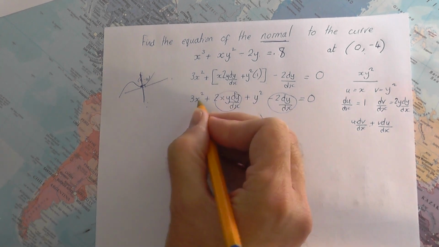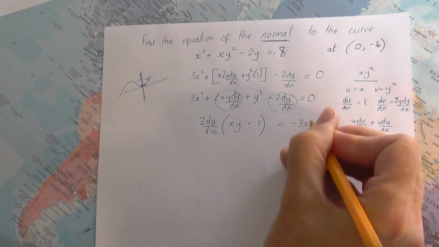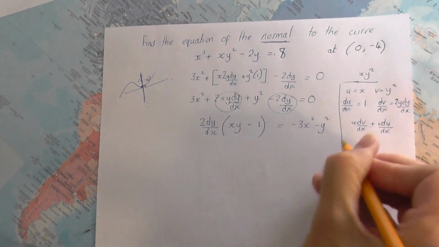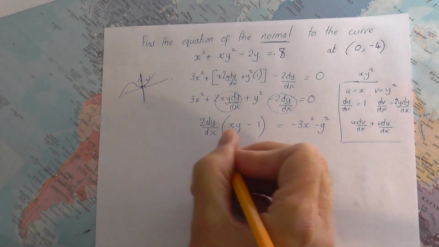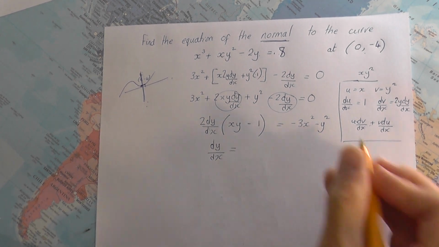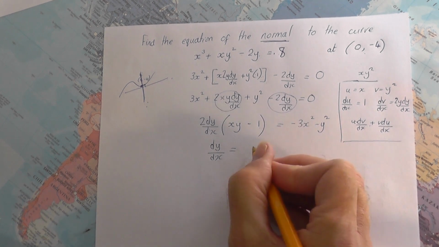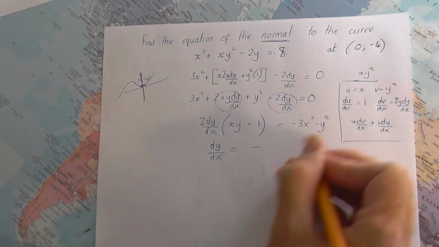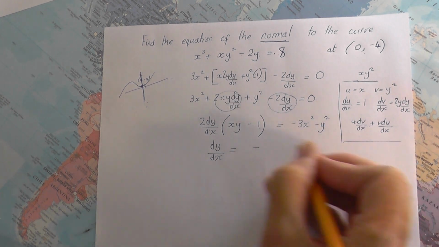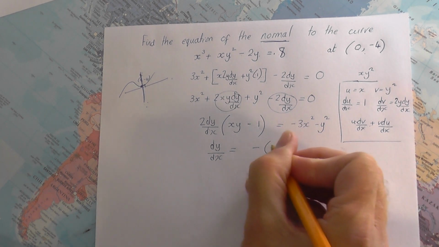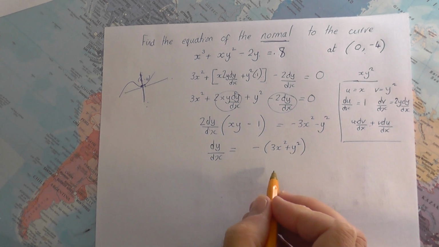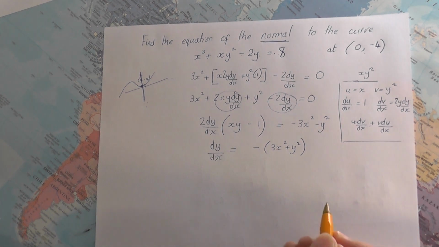And then the others go to the other side. So you get minus 3x squared, and take that over, you get minus y squared. Just box that off so it's not in the way. So here we go. We're going to have dy by dx then is equal to, now take out a common factor of the negative here. There's no number or letter that needs to be taken out, just the minus, or -1 if you like, but you don't need to put the 1 in. And then inside a bracket, 3x squared plus y squared. That's what I would do. I'd take out the minus as a common factor.